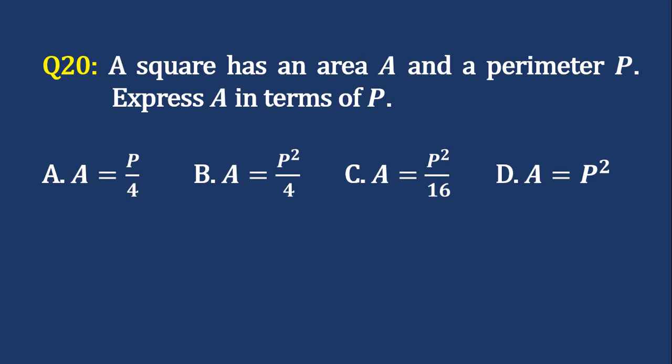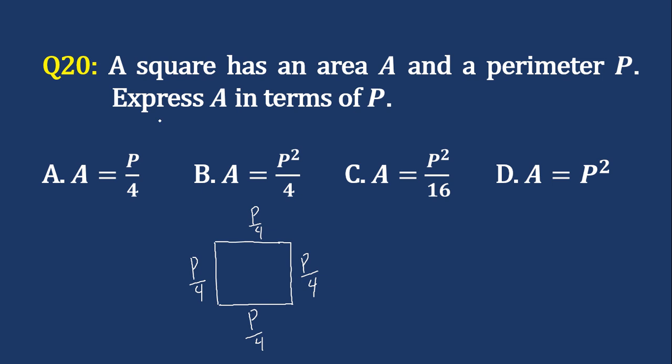Question number 20. A square has an area A and a perimeter P. Express A in terms of P. Alright, let's draw a square. The perimeter is P. So what's the side length of the square? If the perimeter is P, we just divide this by 4 to get the side length. So this side is P over 4. This one is also P over 4, P over 4, P over 4.